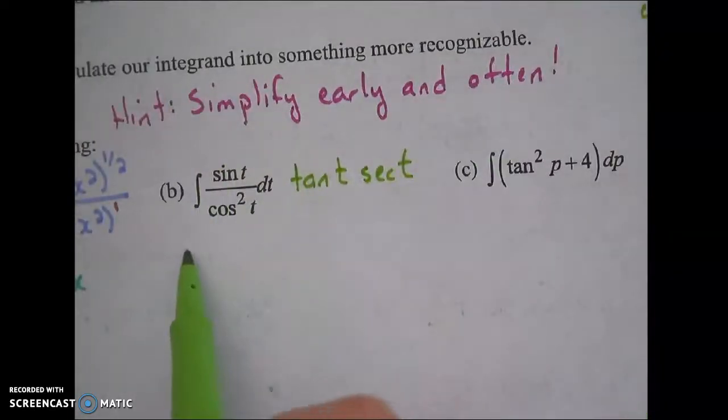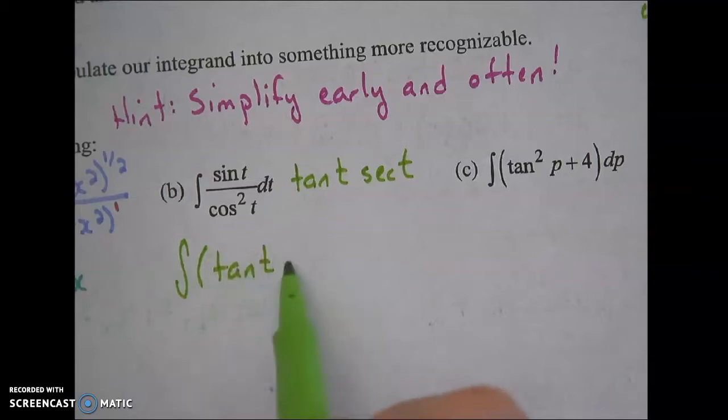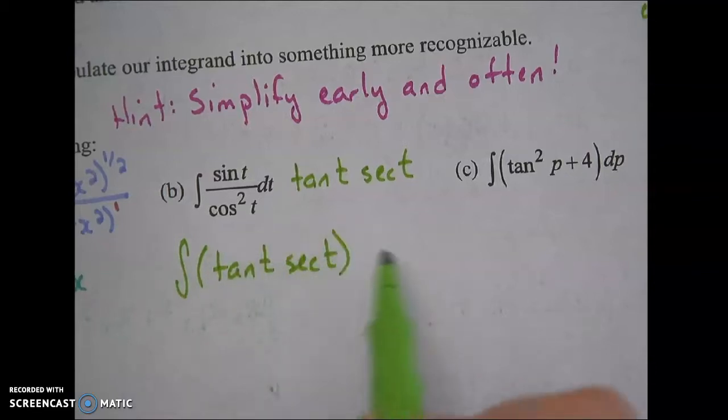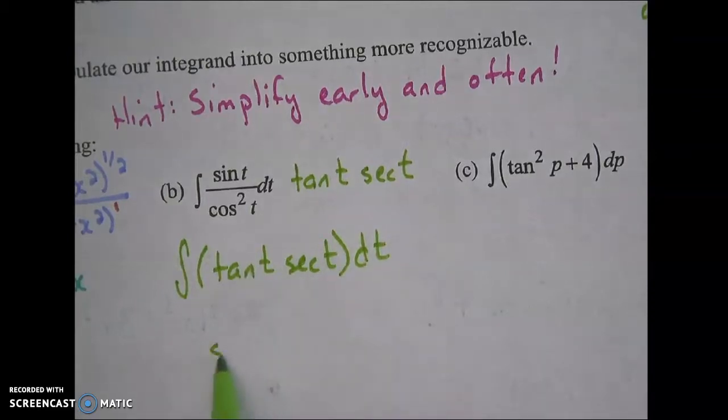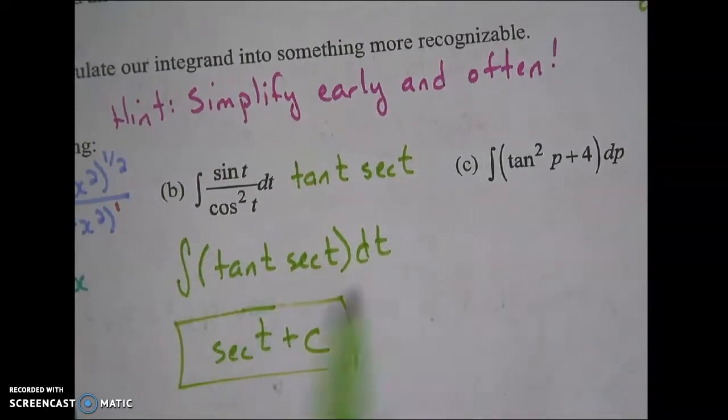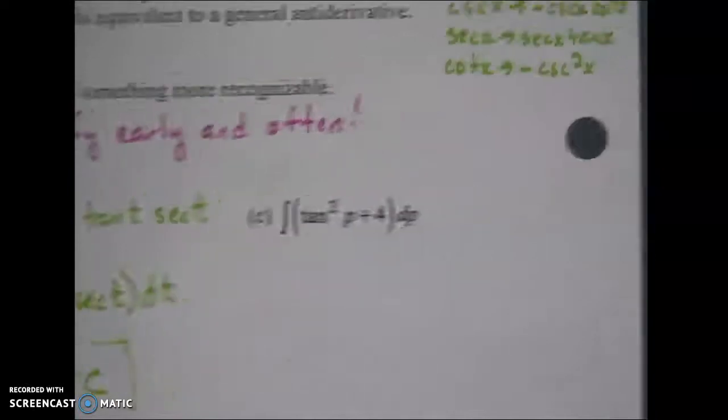So now I'm really integrating tangent of t, secant of t, according to t. When I integrate, I would get secant of t. Don't forget your constant. There we go. All right, I think I can squeeze in one more before my time runs out.